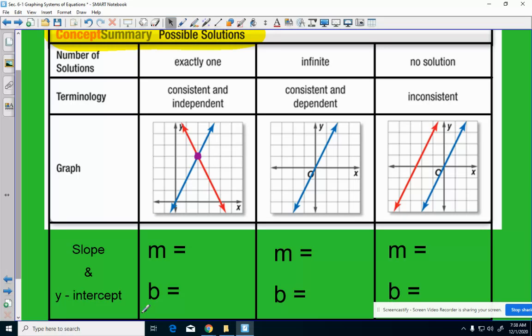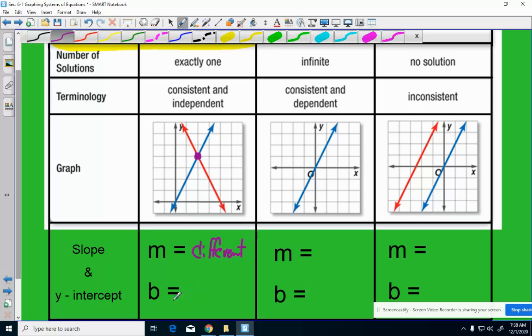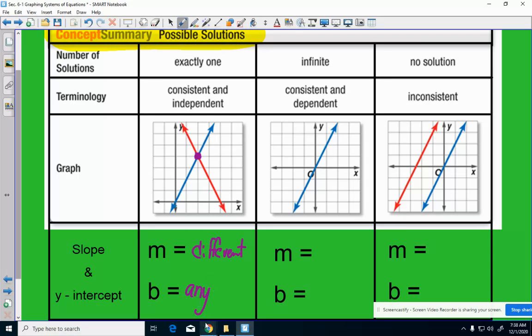Okay, what does that mean for us in slope-intercept form, kind of down here at the bottom? Well, they have to have a different slope. All right, and they also have to have, well, we don't even have to say that. They really could have any y-intercept. The important part there is that their slopes are different.